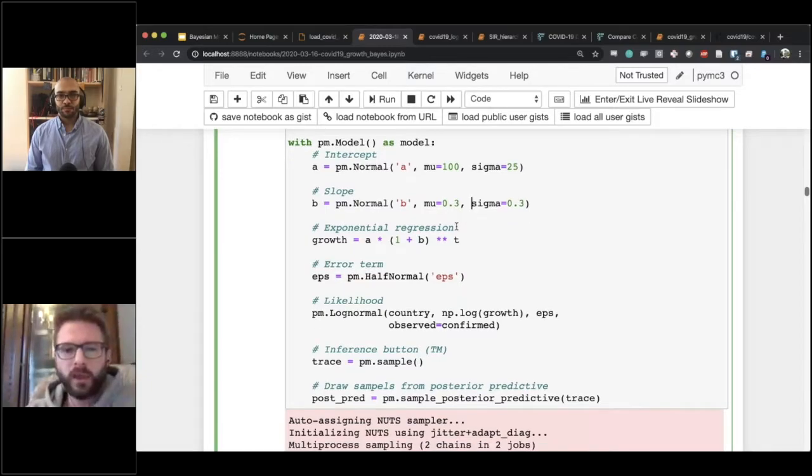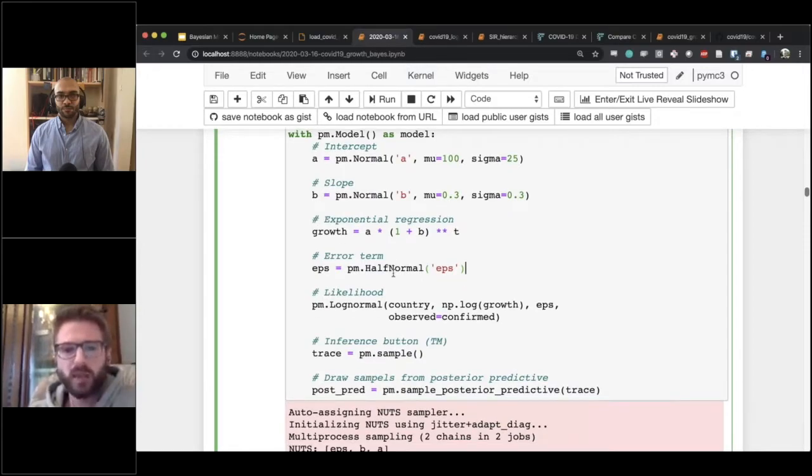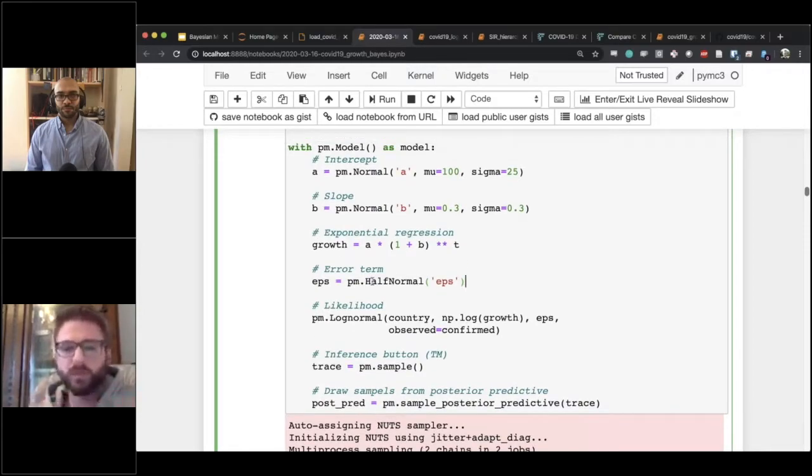And then once I have defined my two parameters, I just follow through the math and say, okay, this is now the exponential. That's just the formula that I had before. I define an error term, which is here half normal. And then once I have defined my parameters, I just need to tie them together with the data. The way I'm doing that in PyMC 3, or in general in Bayesian statistics, is you define a likelihood function. And here I'm using a log normal distribution.